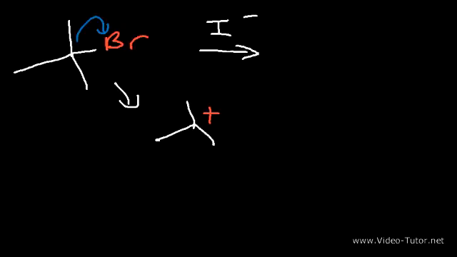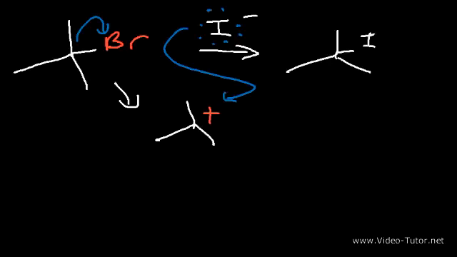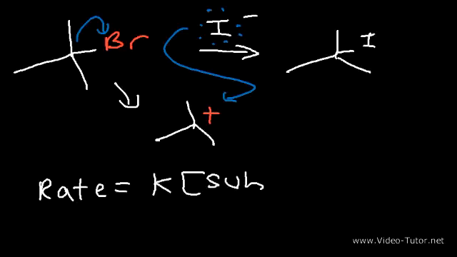So after the carbocation is formed, the nucleophile attacks it. And so in this case, we get tert-butyl iodide. So if you have a negatively charged nucleophile, the SN1 reaction occurs in 2 steps. The rate of an SN1 reaction is equal to the concentration of the substrate times K. It doesn't depend on the concentration of the nucleophile, because the first step is rate limited.